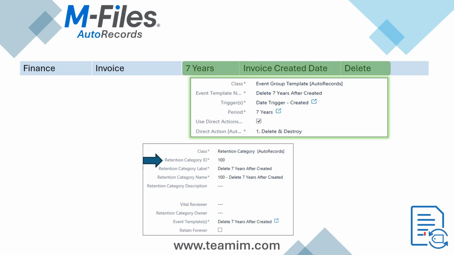Or you might use numbers to align with types of retention, so all retention that is automatically deleting documents is 100 to 1000, everything that requires approval is over 1000. Or you might decide that the ID isn't important at all and you just set up M-Files to automatically assign and increment a number. The retention category label is a text field that describes what the retention category will do.